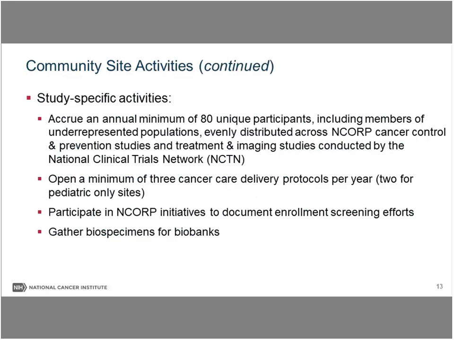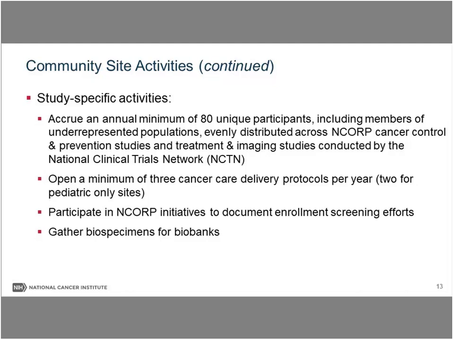Study-specific activities. The sites are required to enroll a minimum of 80 unique participants, including members of underrepresented populations. This should be as close to 50-50 as you possibly can get. Remember, this is the minimum. Beginning in the next cycle of the NCORP, we will be assigning the requirements to the cancer control and prevention and to the treatment to hopefully ensure that we get that balance.